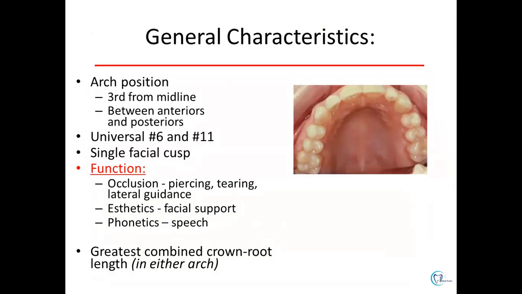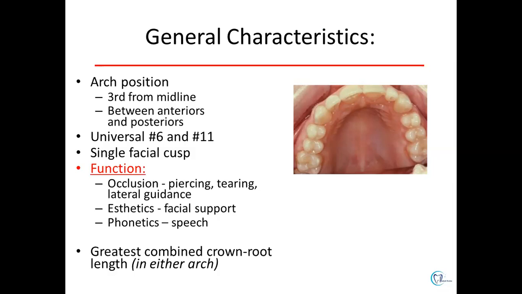Coming on to the general characteristics, when we see the position of the canine in the arch, they are third from the midline and they lie between the anterior and the posterior teeth. In the universal notation system, the maxillary canine is denoted as 6 and 11, and they have one single facial cusp. Talking about the function of canines, they help in occlusion, in piercing, tearing, and lateral guiding. Also, they give aesthetic and facial support, and they help in speech or phonetics.